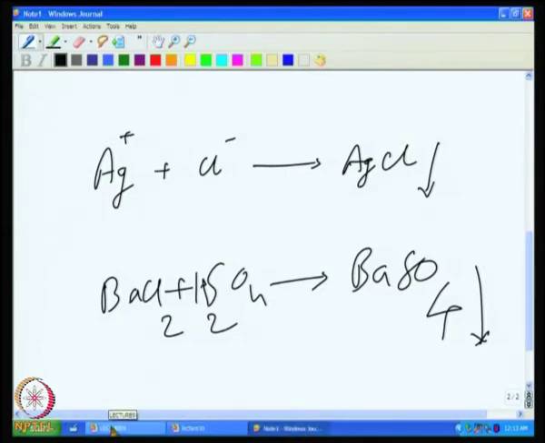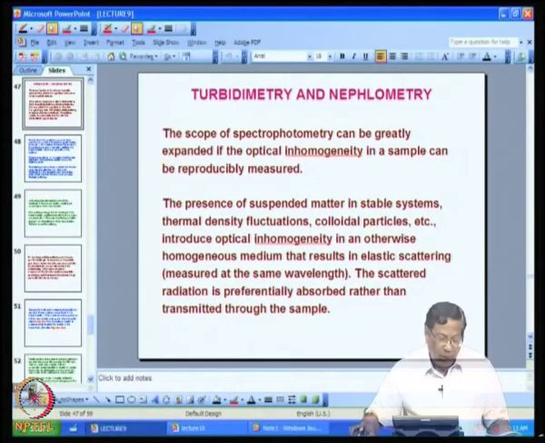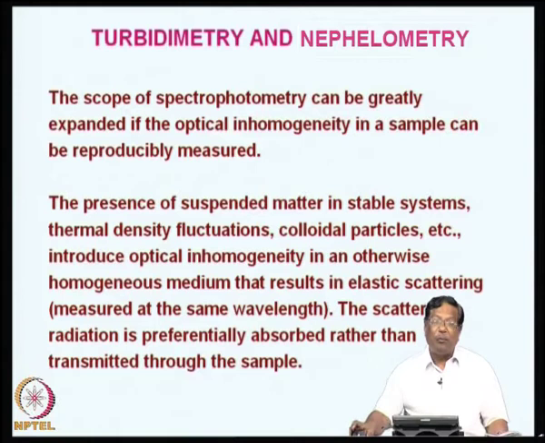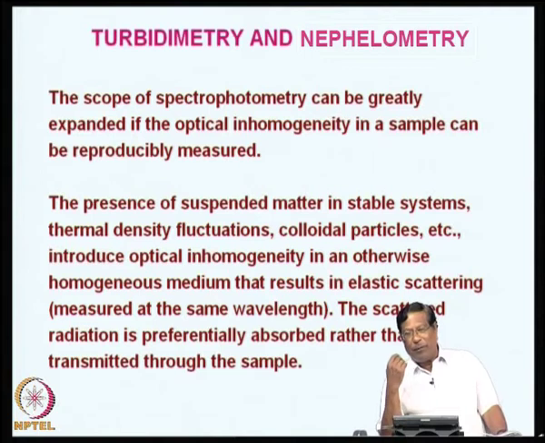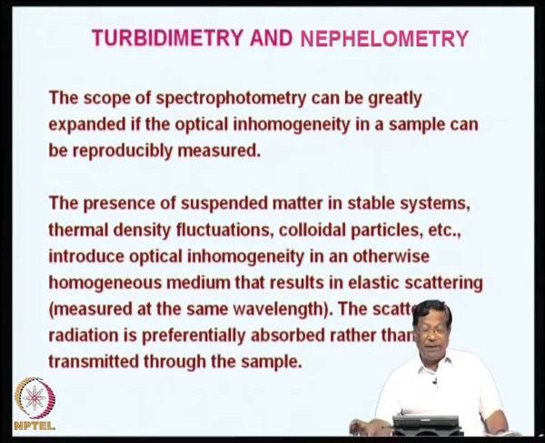precipitates, and if we can find a way of converting these precipitates into a reproducible entity, then there should be some possibility for the determination of the absorbance or scattering or reflectance or some other properties related to this, but using a spectrophotometer. So, the scope of spectrophotometry can be greatly expanded if the optical inhomogeneity in a sample can be measured. That is, basically a precipitate is an inhomogeneity in a given sample.